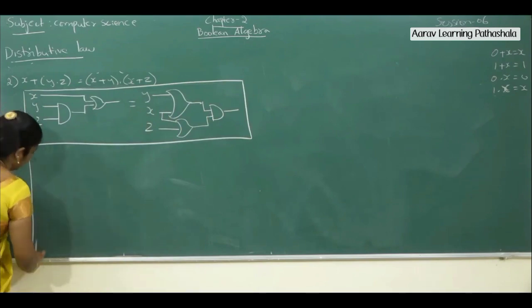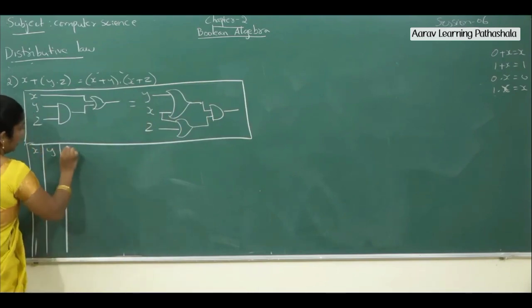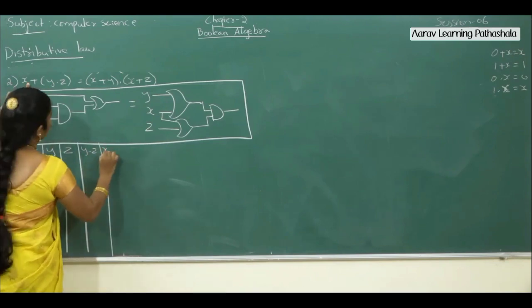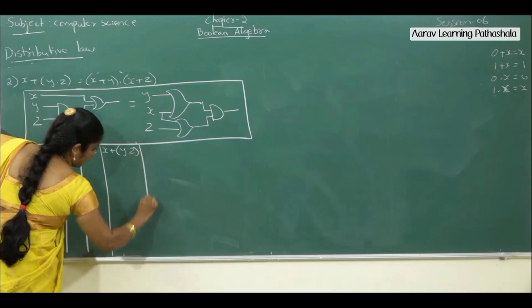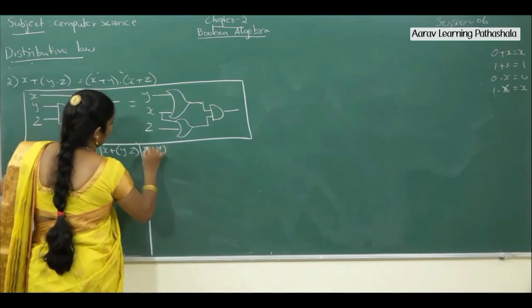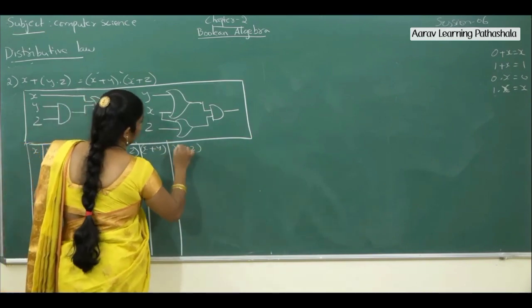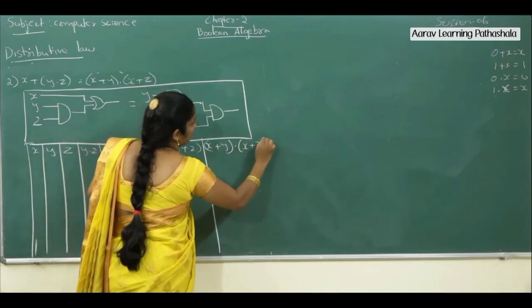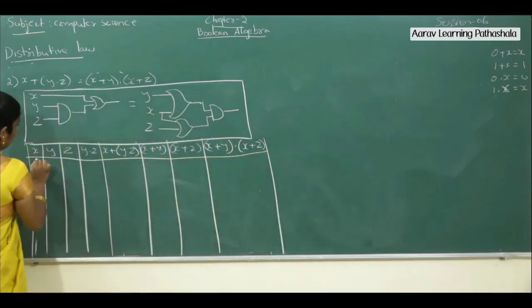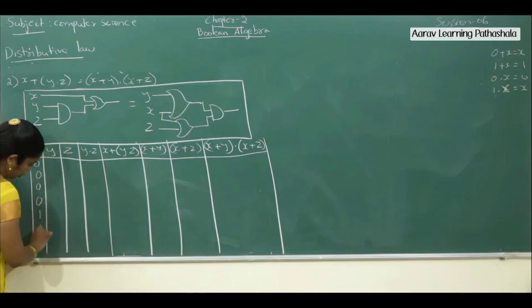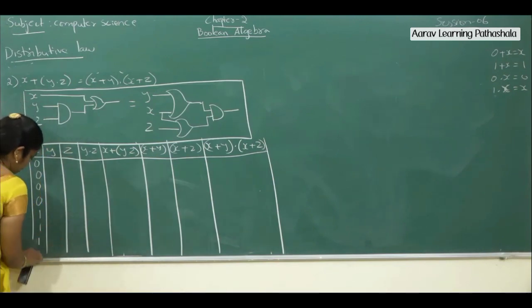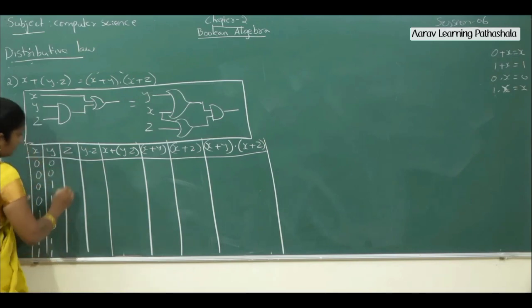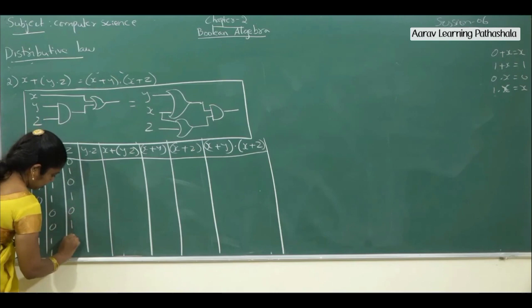Same pattern as in the previous case. X, Y and then Z. First, we will find out Y and Z. Then, X plus Y into Z. Next, we will find out X plus Y, and one more is X plus Z. Finally, we'll find out x plus y into x plus z. Four zeros, then four 1s for the x column; then two zeros, two 1s; then 0, 1, 0, 1, 0, 1, 0, 1.